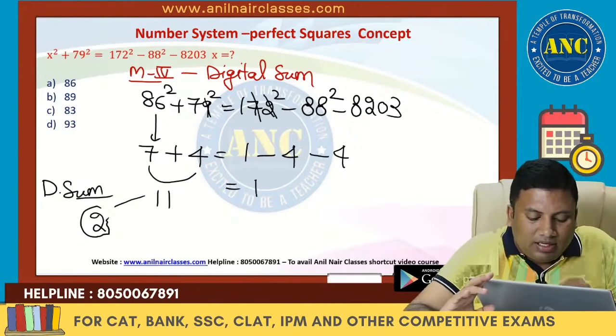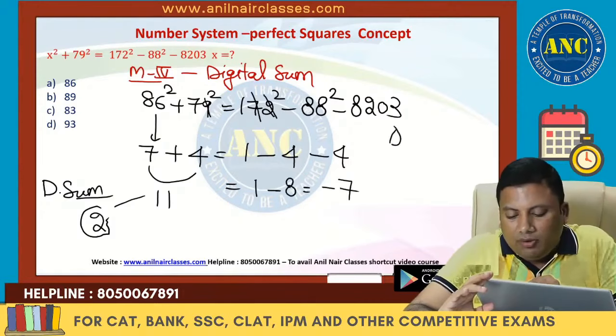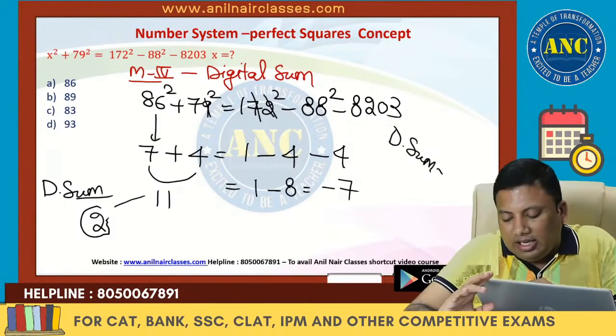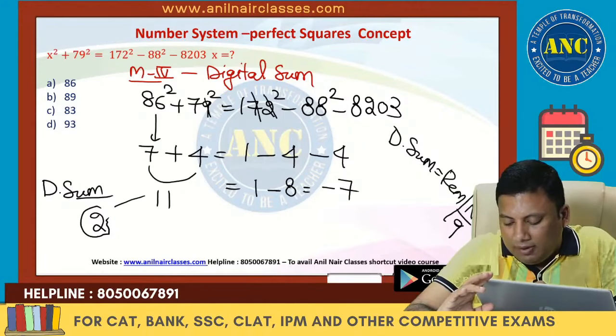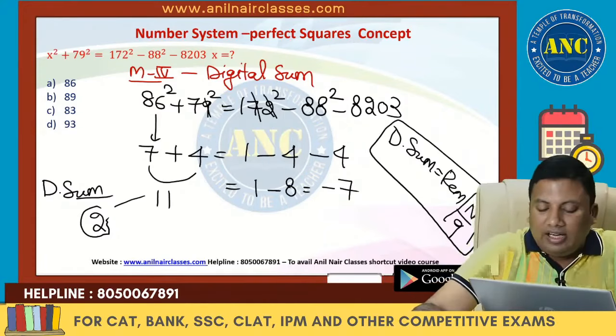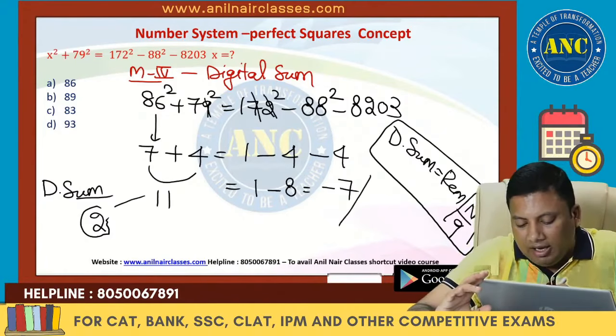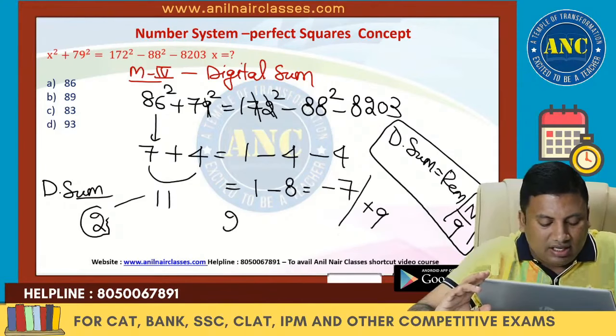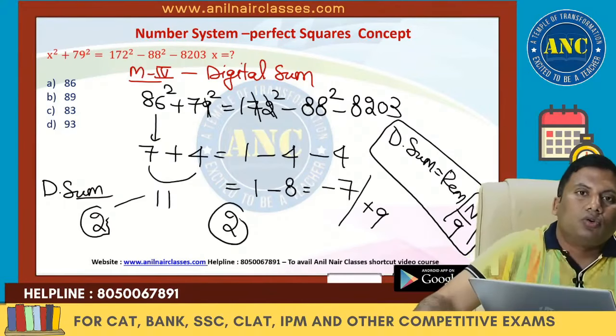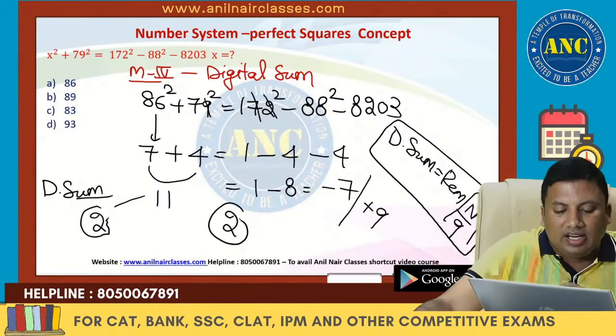These are nothing but 1 minus 8 minus 7. What do you mean by digital sum? Digital sum of any number is the remainder when you divide the number by 9. If you get minus 7, add 9 to it. 9 minus 7 is 2. 2 equivalent to 2. I hope the idea is clear.